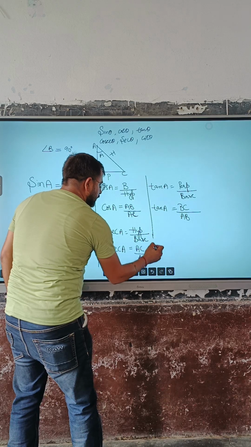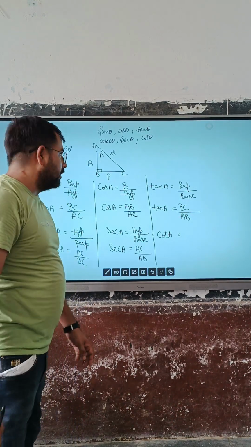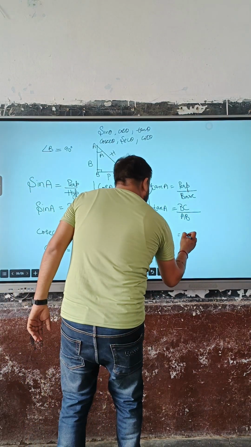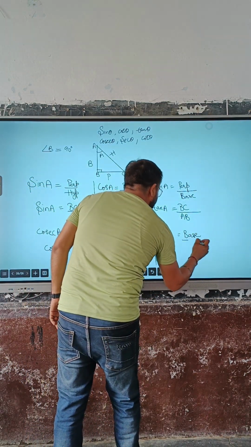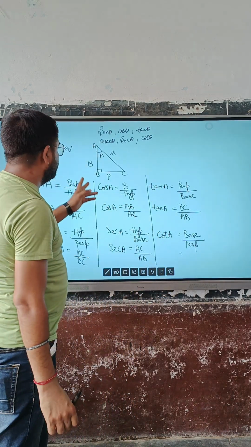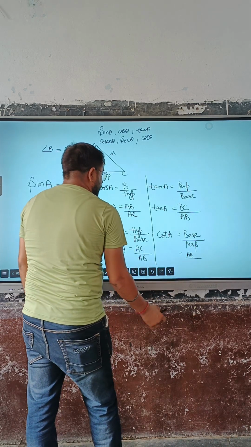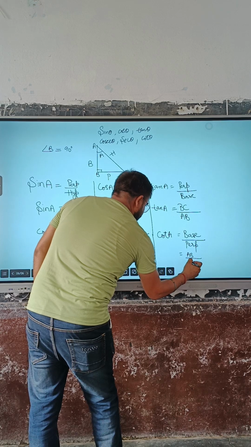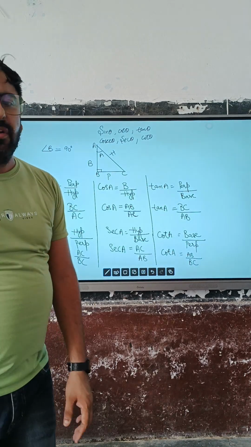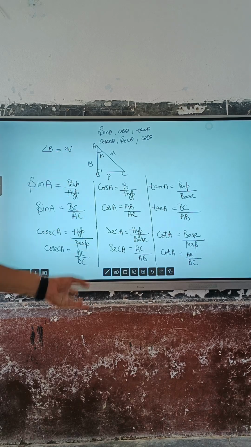The last one is cot of angle A. Cot is related to the sides of the triangle as base upon perpendicular. According to this triangle, base is AB and perpendicular is BC. So cot of angle A is this. So this is the relationship of the sides of the triangle with the trigonometric terms.